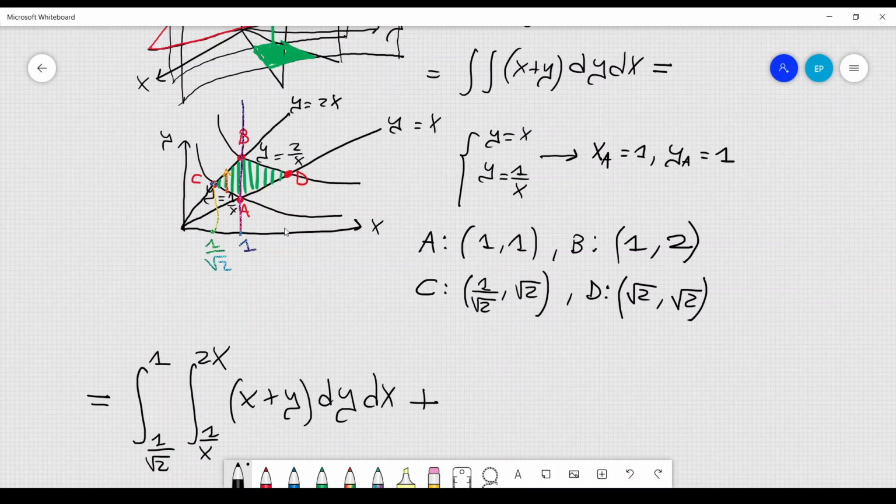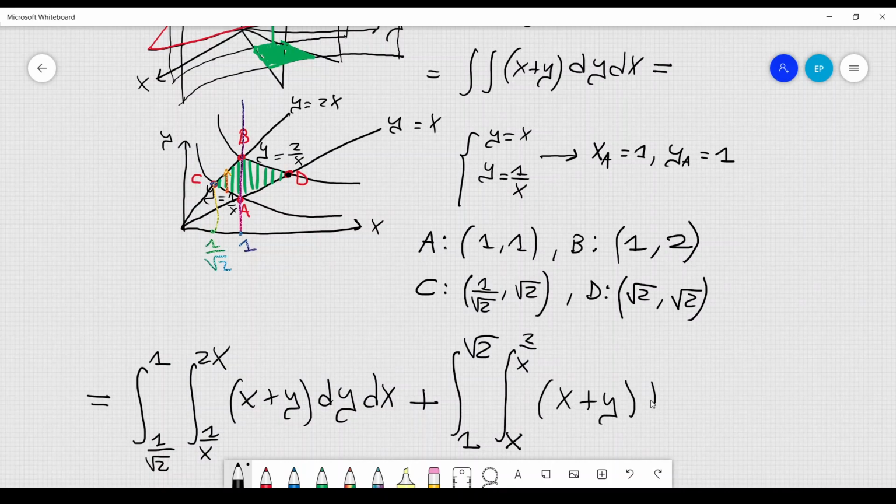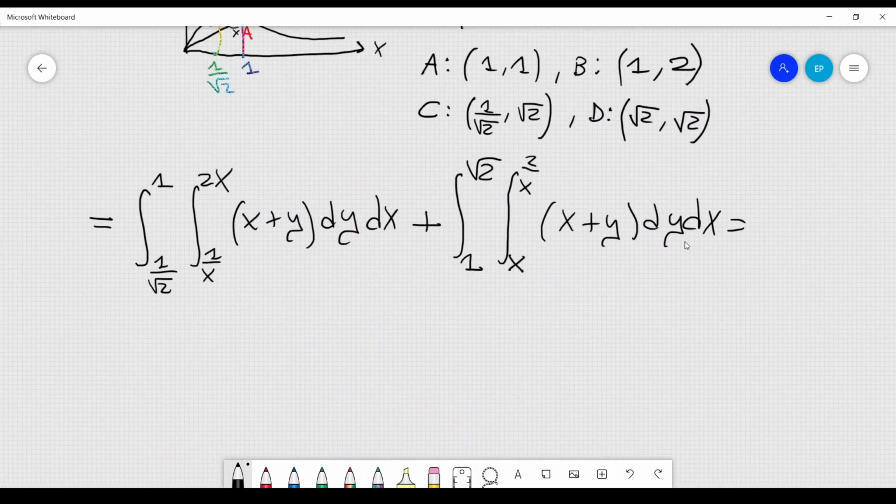And then I have plus something similar here. So I will go from the coordinate 1 over x to the coordinate x of the point D, which is square root of 2. And then I have to integrate from the line y equal to x to the hyperbola y equal to 2 over x of the same function x plus y dy dx. And now let's integrate over y.